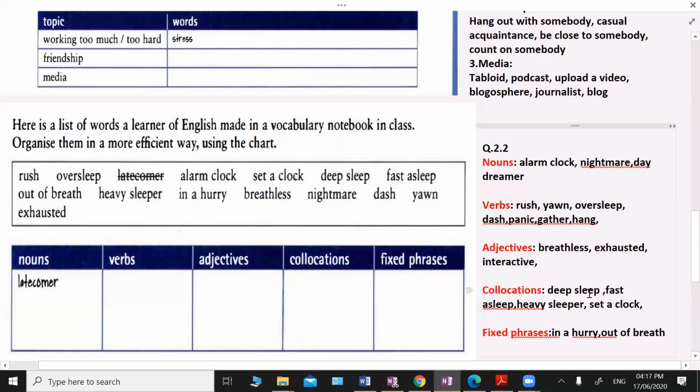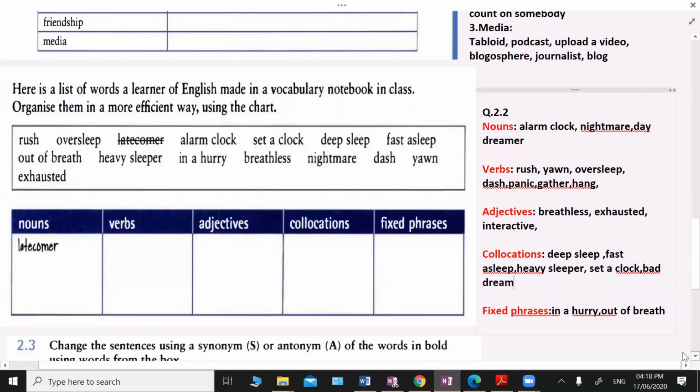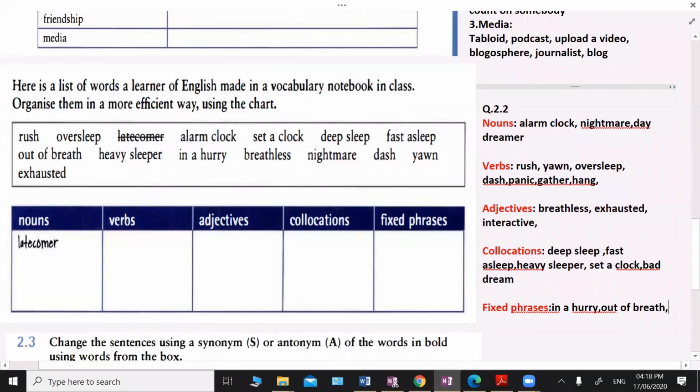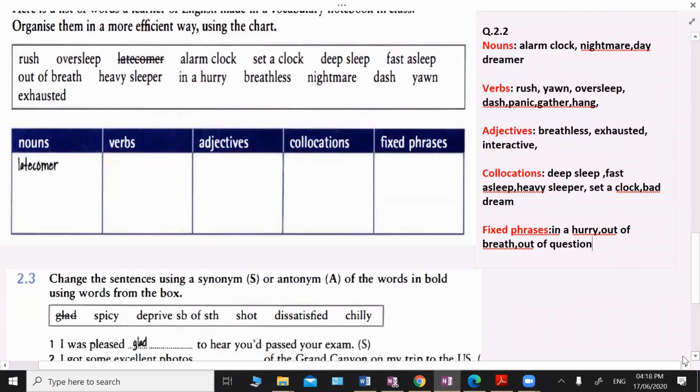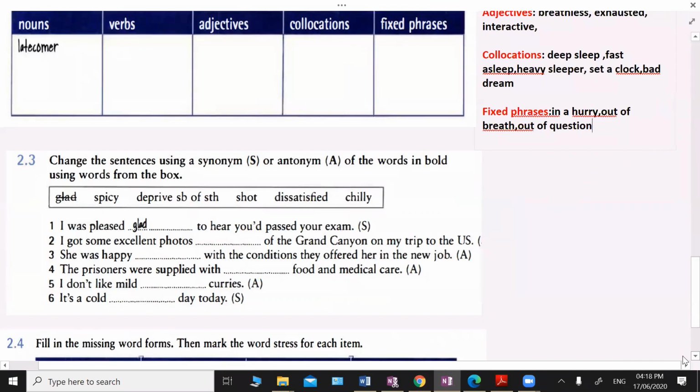Okay, we need one collocation. Bad dream. Okay. And we need one fixed phrase. We can say out of question. Okay, I'm a bit in a hurry to move on to the next question here. Someone says cats and dogs. Okay, can be. Bite the bullet. Okay, fine.